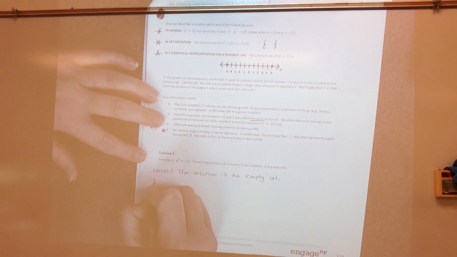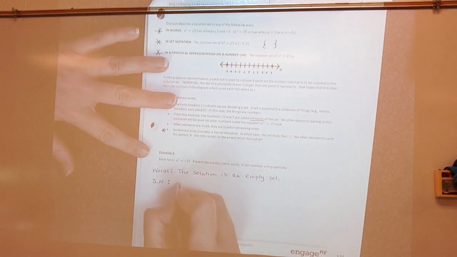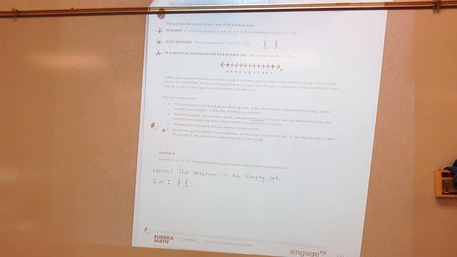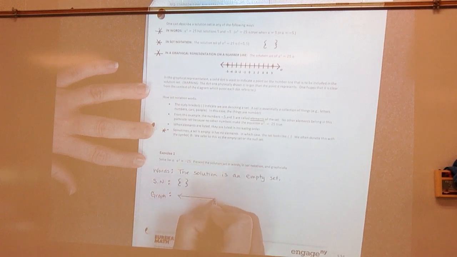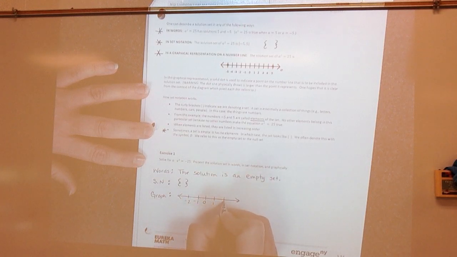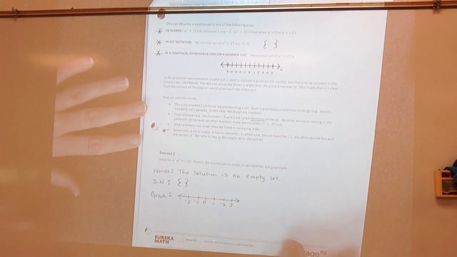Alright? Let's look at set notation. Remember, what does it say we can do? We can draw it just like this. Alright, empty brackets. There's nothing there. And graphical representation, I can draw a number line. I'm not going to put anything on it because there's no number that I can put in there that would work.